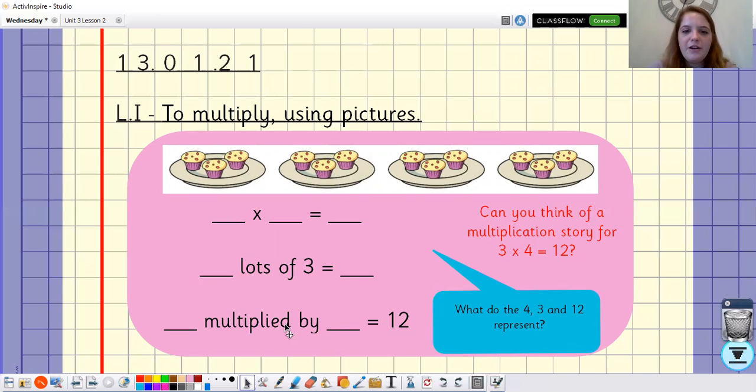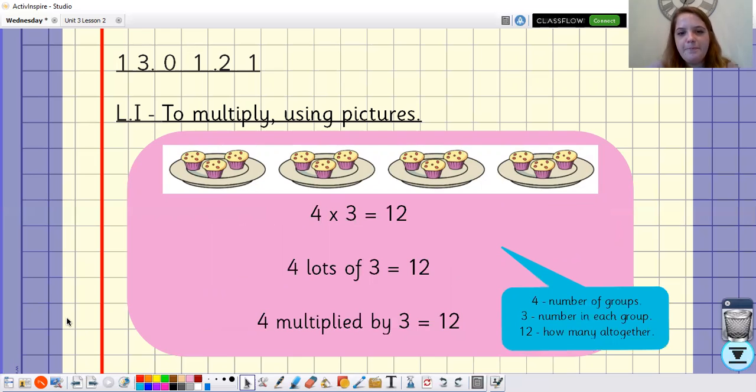Okay, hopefully you've had a go at answering those questions there. So we'll go through the answers together. So the multiplication number sentence for this picture would be 4 multiplied by 3, which equals 12. We'd have 4 lots of 3 or 4 groups of 3, and that also equals 12. And 4 multiplied by 3 equals 12.